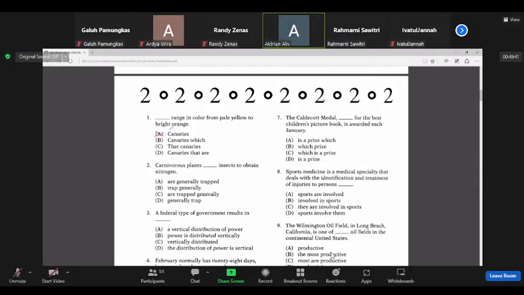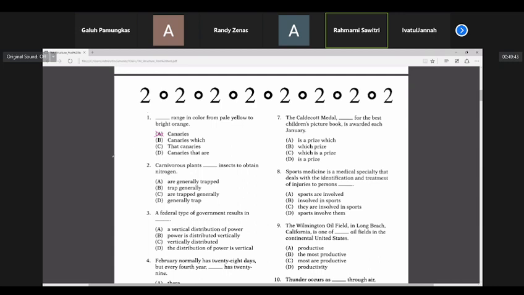D. Generally trapped. Yes, that's correct. So here we have: carnivorous plants generally trap insects to obtain nitrogen. Well, as we can see here, we have some similar options for B and D. Here we have a difference in word order, trapped generally or generally trapped. For this context, the correct one is D.